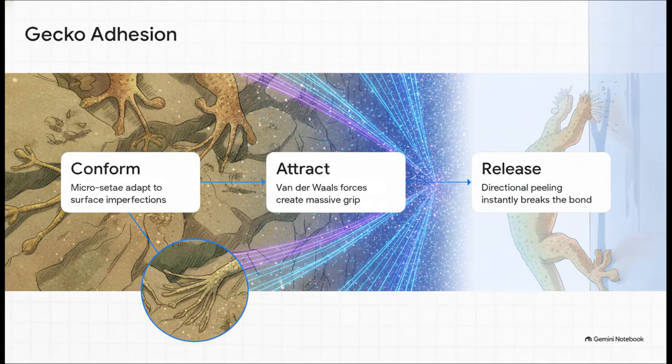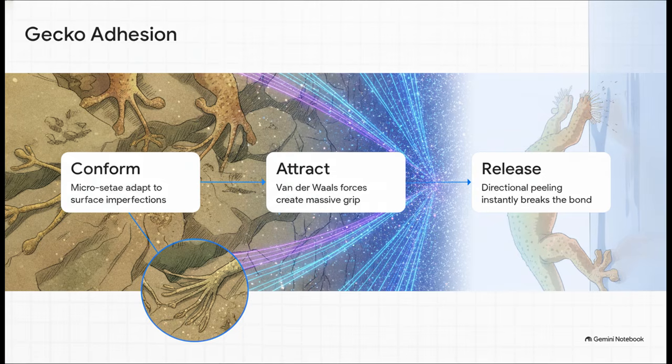Step 1. The gecko's toes are absolutely covered in millions of microscopic hair-like structures called microsetae. These are flexible enough to perfectly conform to the microscopic imperfections of literally any surface. Step 2. Because they get so incredibly close to the surface, they trigger what are called van der Waals forces. These are essentially weak intermolecular electrical attractions. But when you multiply that by millions of setae, it generates massive adhesive strength.